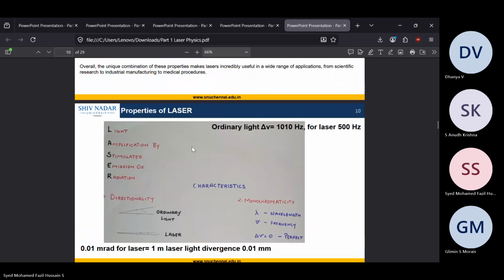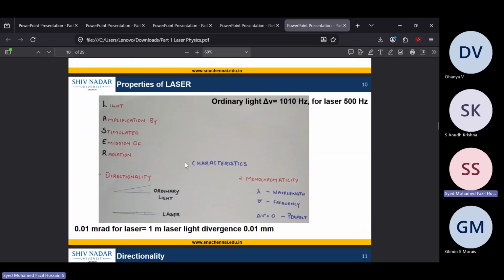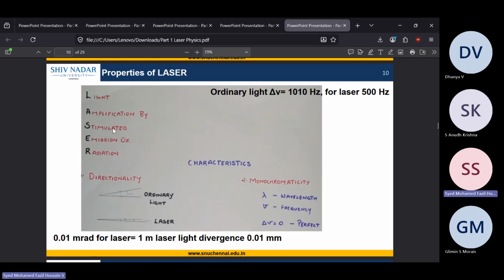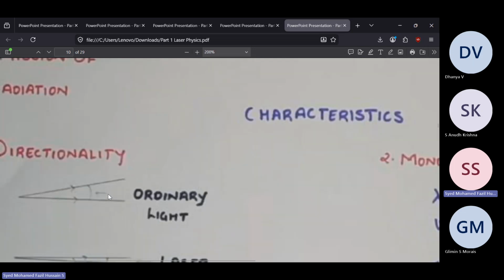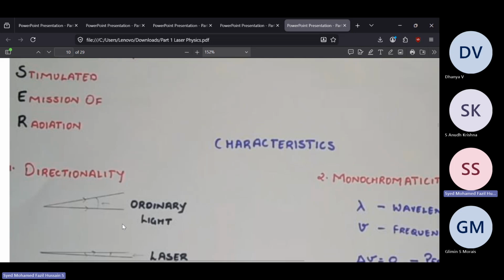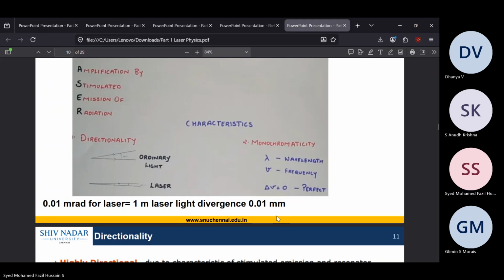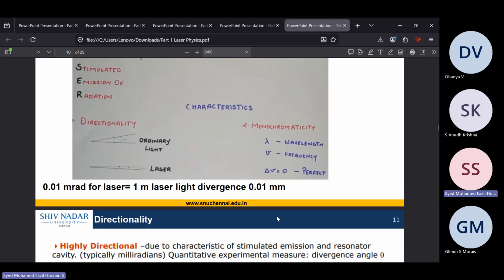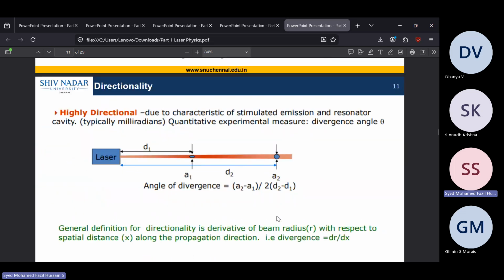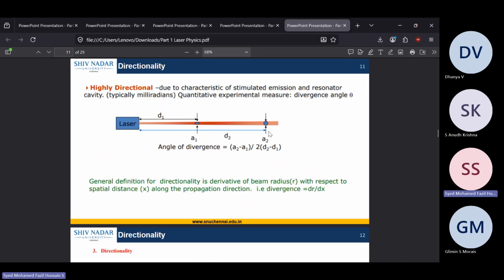This is just about directionality: in ordinary light the divergence angle is much greater, but in a laser it is very straight. And monochromaticity: the deviation of the frequency is almost zero, not exactly zero, but almost zero, which makes the laser light very monochromatic. This slide is about how it is highly directional.